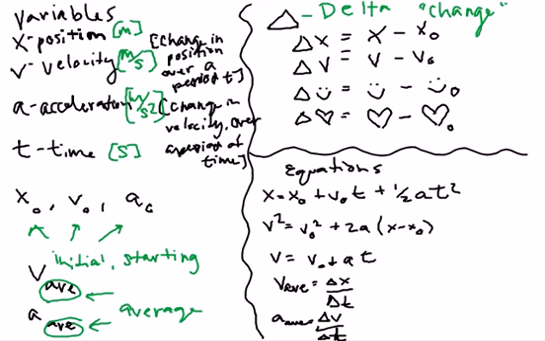Alright, and these are your three main equations. And then the next two aren't necessarily equations. You can think of them more as a definition of the average velocity and the average acceleration.